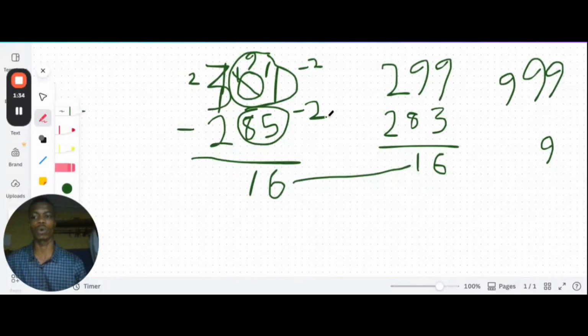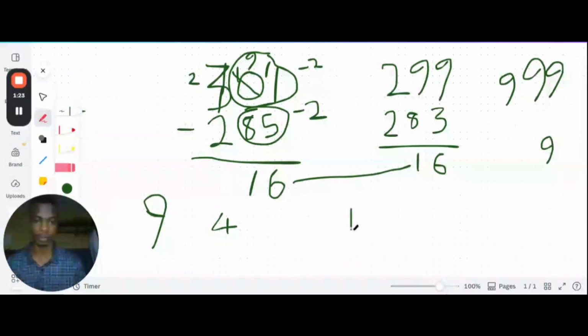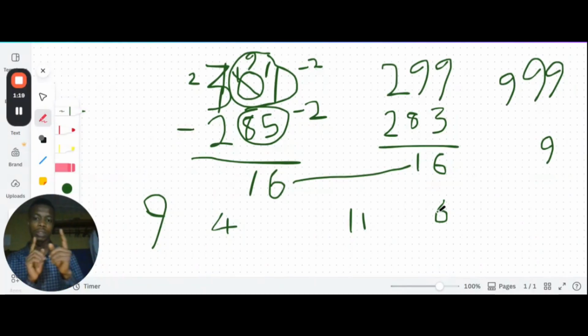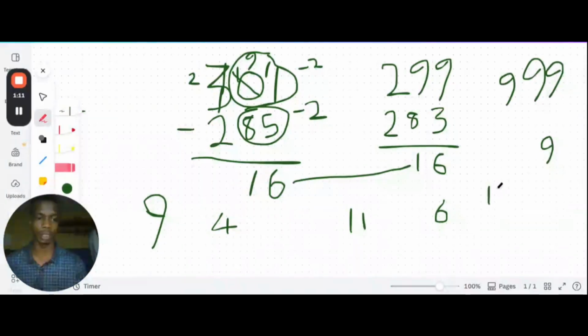So, a quick one. Why does this work? Let's imagine you are 9 years old and your sibling is 4 years old. In 2 years, you're going to be 11 and your sibling is going to be 6. Same age difference of 5, right? 4 plus 5 is 9, 6 plus 5 is 11. In another 2 years, you'd be 13 and your sibling would be 8. Once again, same age difference.